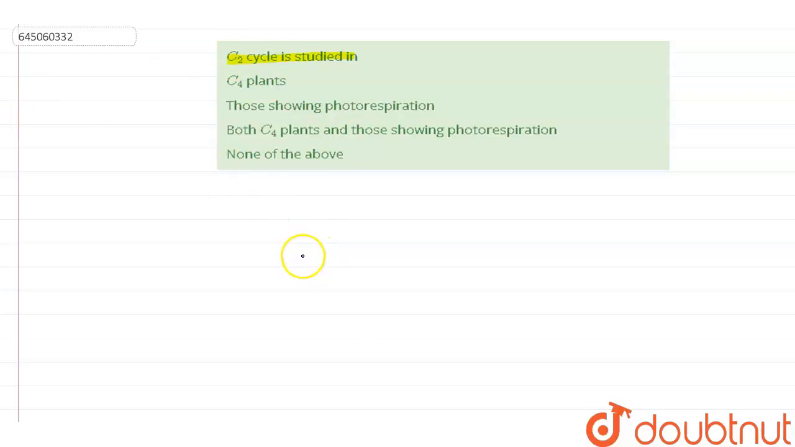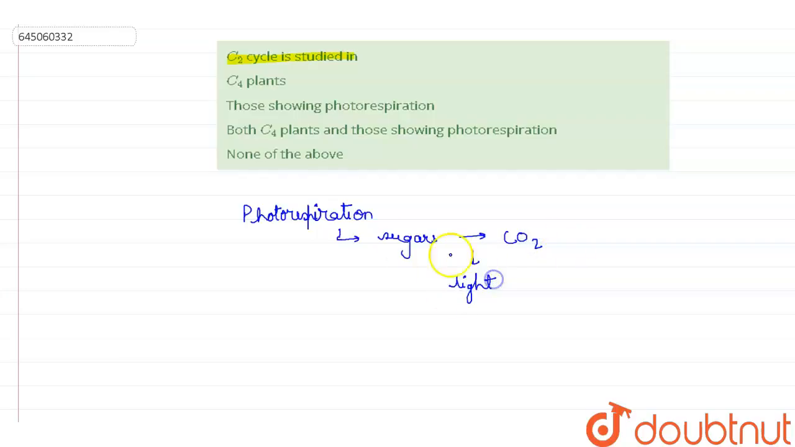Now if you talk about the C2 cycle, what is this C2 cycle? It's a metabolic pathway for photorespiration, in which sugar is oxidized to CO2 in the presence of light. That is known as the C2 cycle, and it is also called the oxidative photosynthetic carbon cycle.